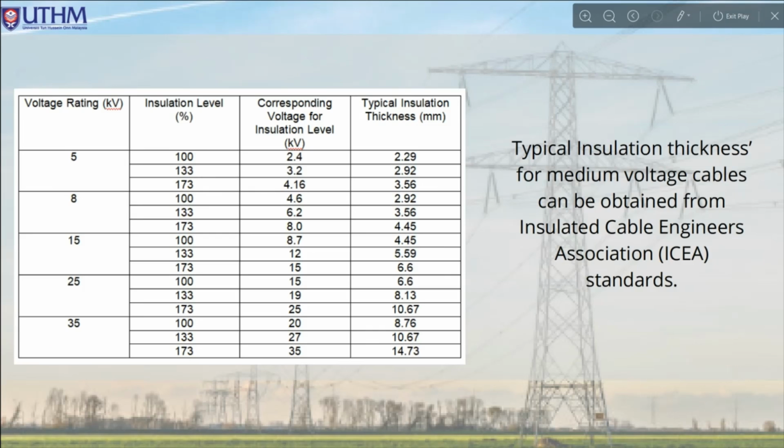So the specified insulation thickness for each insulation level is similar across various industry standards. The thickness varies with insulation level, generally becoming thicker as the insulation level increases. Typical insulation thicknesses for many medium voltage cables are shown in the table.